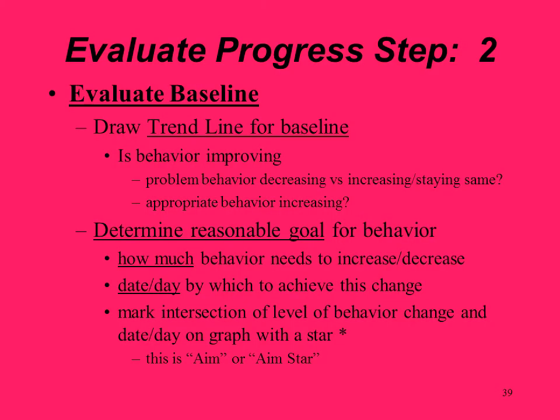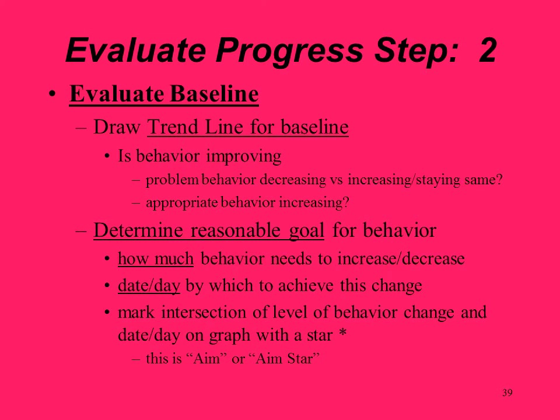After we collect some data, we want to draw a trend line. The trend line we just reviewed is a way of telling us if the behavior is increasing, decreasing, or staying the same. If it's an appropriate behavior, obviously we want it to increase. If it's a problem behavior, this is something we want to decrease. So in baseline, what's happening? What's the direction of behavior change?